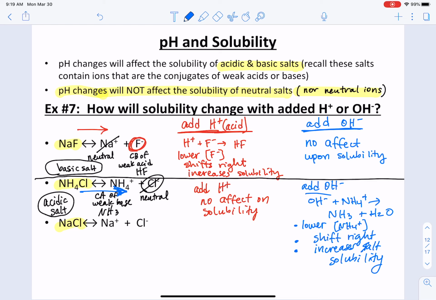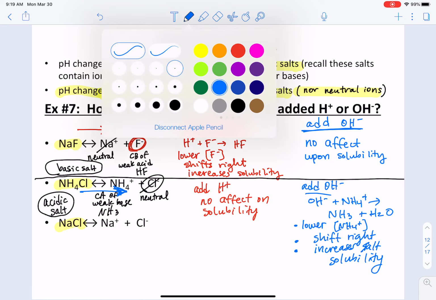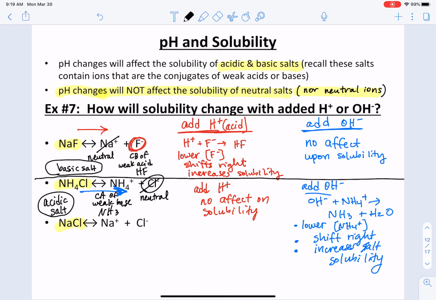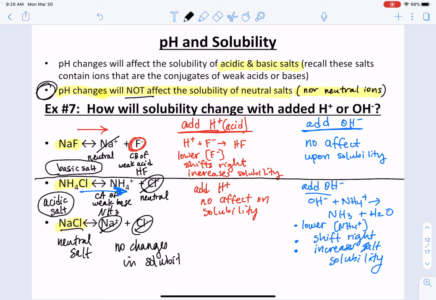Okay, last example, and I don't have much space here. So sodium chloride, we know that is a neutral salt. So this is a spectator ion, this is a spectator ion. So it doesn't matter. It's a neutral salt, so there are going to be no changes to solubility. Oh, solubility. Spelling is hard.